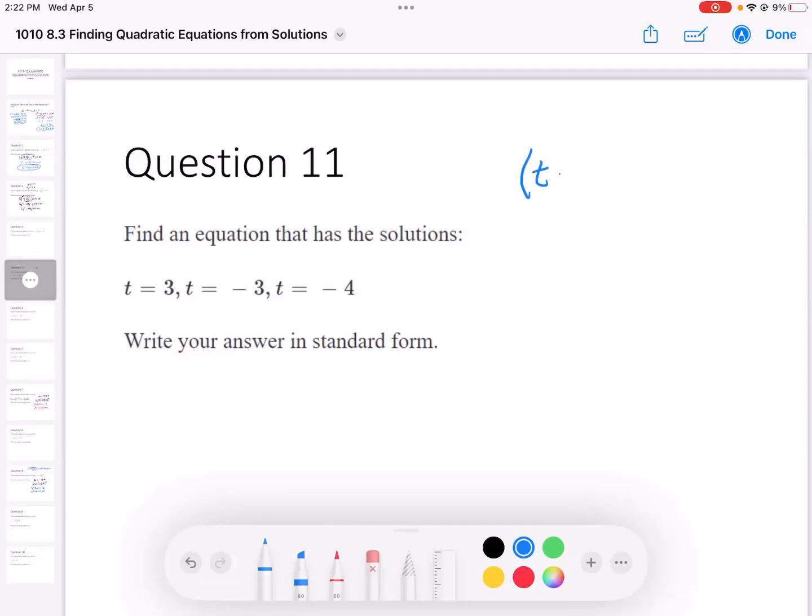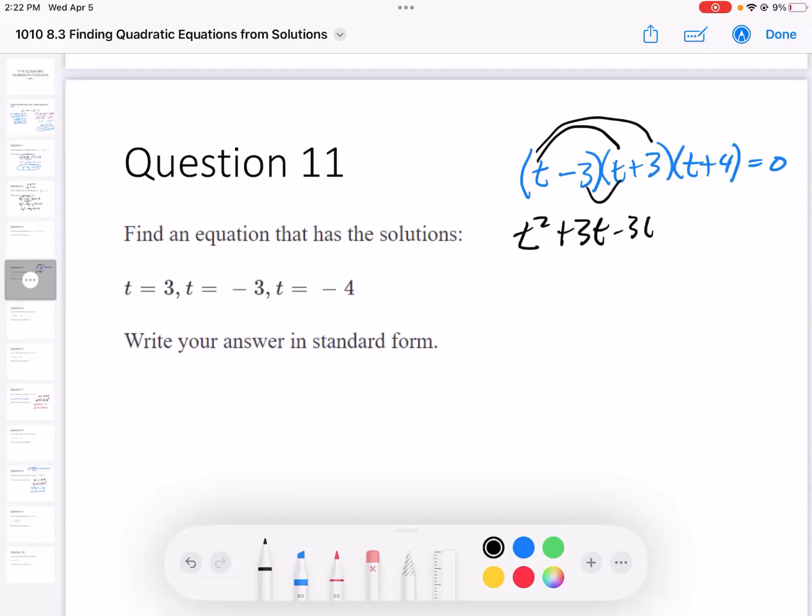Did you say t minus 3? Okay. Perfect. Yep. So on this one, these two are plus or minuses of each other, but this one isn't. And so since you have 3 of them, then you just want to set it up in the factored form and then FOIL that out. So if you FOIL the first 2, you get t squared plus 3t minus 3t minus 9. And that is multiplied by t plus 4 equals 0.